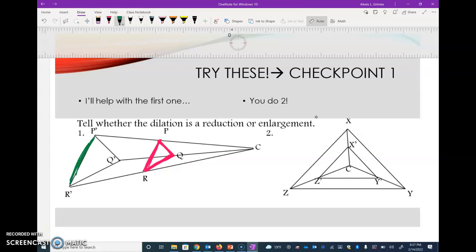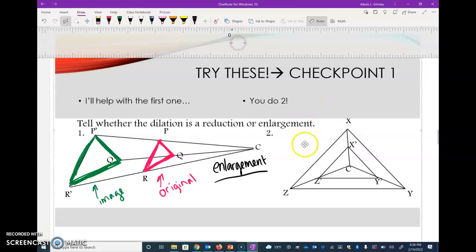Now I see P prime, R prime, Q prime. So I'm going to give these some color so I can see them better because all these lines are a little bit confusing. So if you're a color person, now we can see them, right? So from our original, this one's the original. Did we get bigger or smaller for our image? Clearly this one looks bigger to me. So I'm going to say that this one is an enlargement. Now you go ahead and do the second one. You can pause the video to do that.